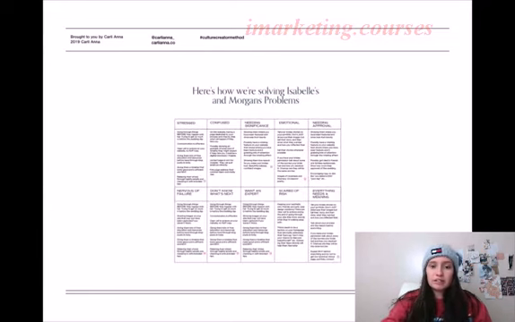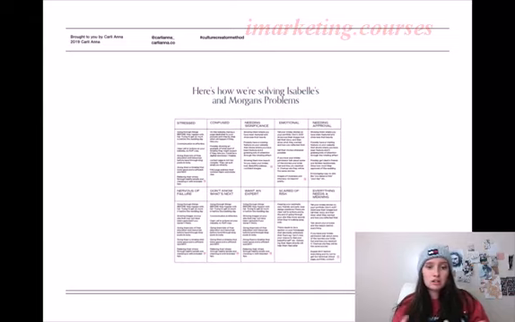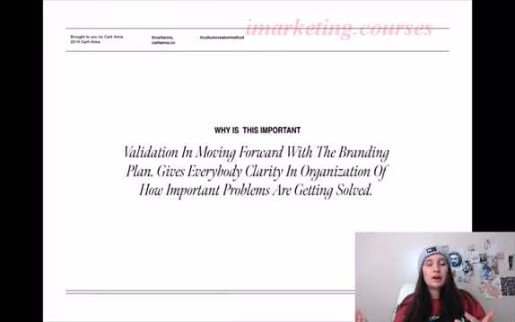You can see I've listed it out in a bunch of different columns, and I've really specifically addressed every single problem that the audience is facing. Like if they feel stressed or confused, or they really feel like they need an expert in order to buy. It's basically like a cheat sheet for their audience's problems. Why is this even important though? So this is giving your client validation in moving forward with the branding plan, and it gives everybody clarity and organization of how important problems are getting solved.